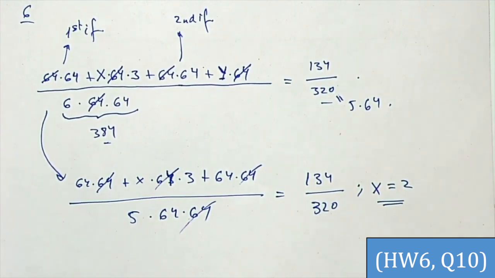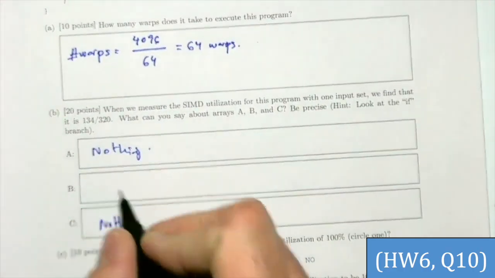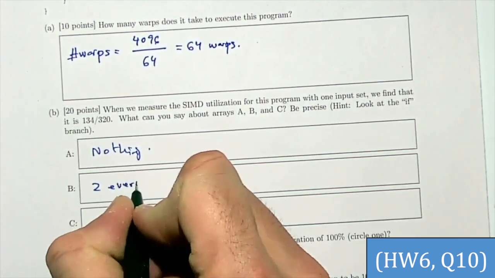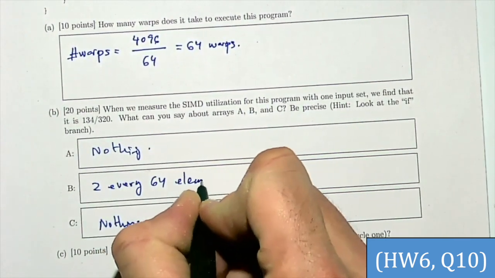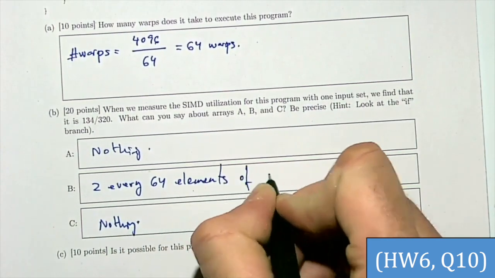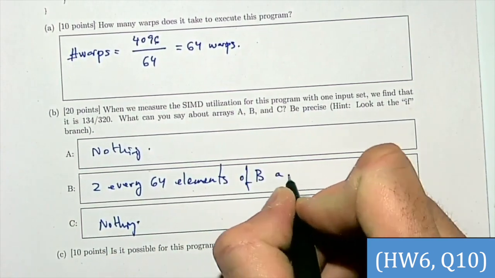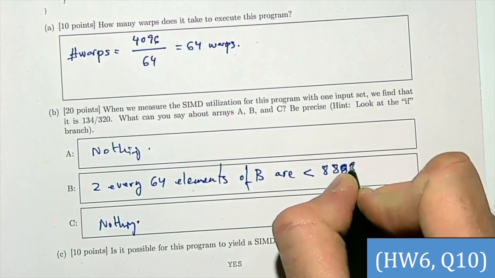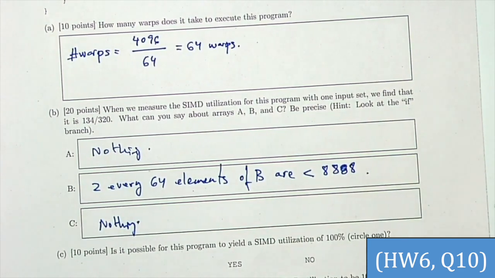Okay? So the right answer here is that every 64 elements of B are less than that. Does it make sense? You can check yourself. There is no other possible answer in this particular question.